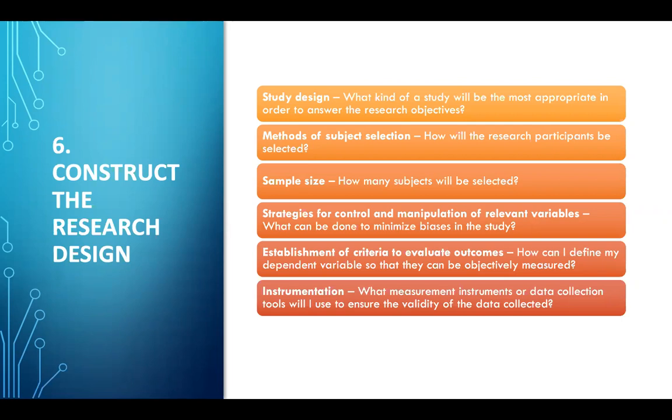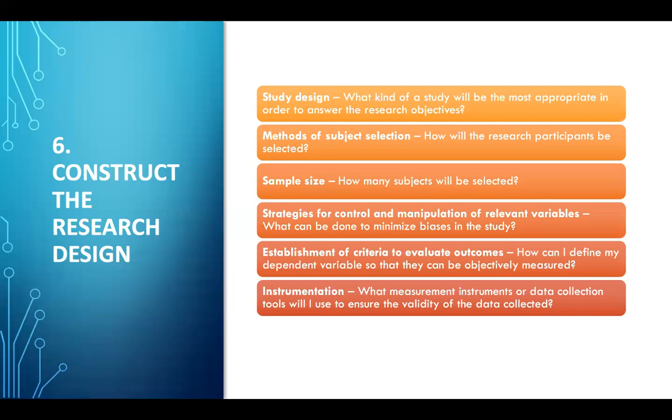So next we have establishment of criteria to evaluate outcomes. How can I define my dependent variables so that they can be objectively measured? So meaning to say, there is at least no bias in the evaluation of outcomes. And another one is the instrumentation or the tools used. What measurement instruments or data collection tools will I use to ensure the validity of the data collected?